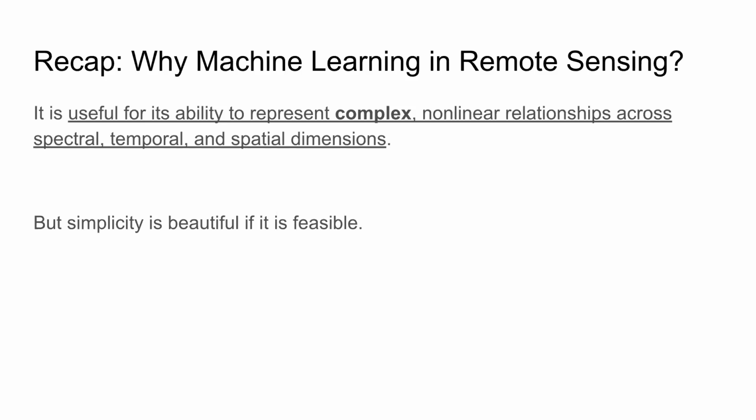Okay, so again, it is amazing that we can represent these complex relationships, but I really want to emphasize simplicity is beautiful if it's feasible. You would never use this if you can represent it with a band ratio. You could train a neural network to estimate KD, or you could calculate KD, because you guys know how to do that now.